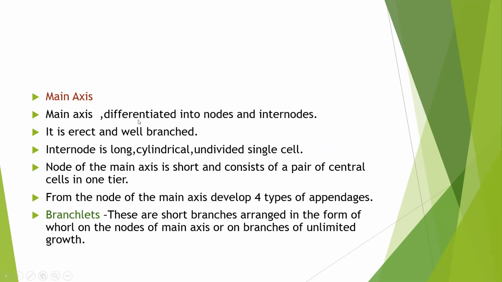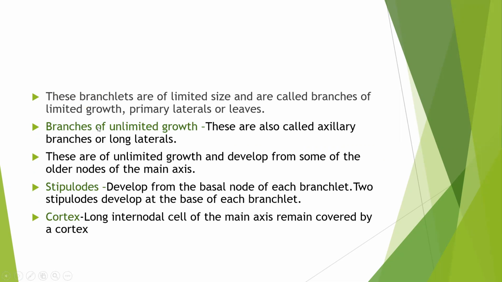Then the main axis. The main axis is differentiated into nodes and internodes. The main axis is erect and well-branched. The internode is long, cylindrical, undivided, a single cell. The node of the main axis is short and consists of a pair of central cells in one tier. From the node of the main axis develop 4 types of appendages, and these are branchlets, branches of unlimited growth, stipulodes, and cortex.